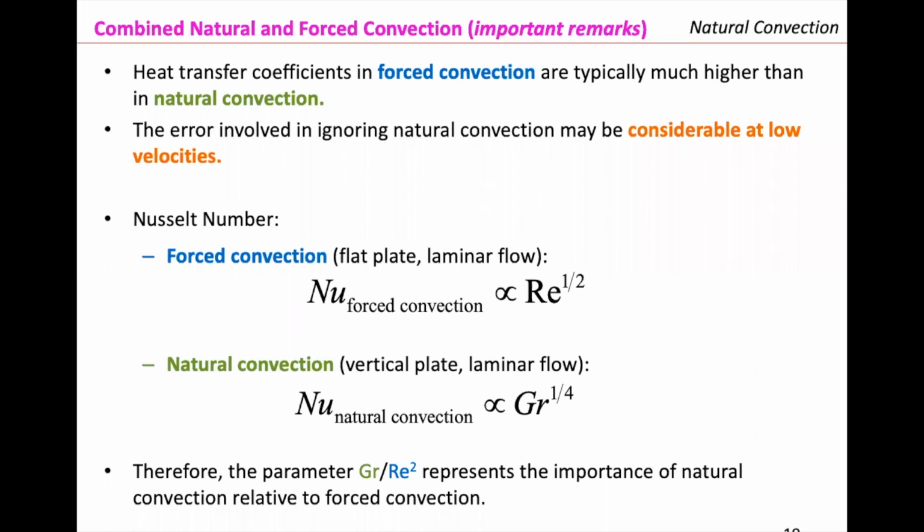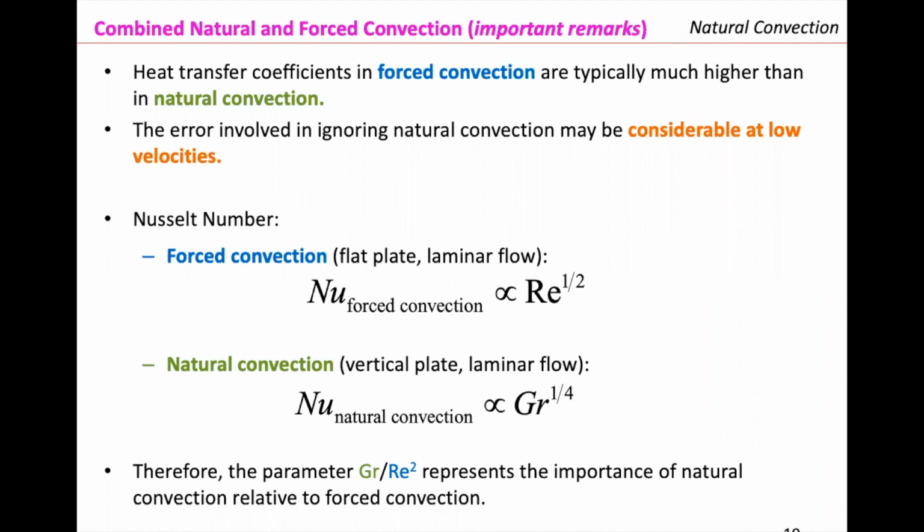And at this point, it is important to make some remarks regarding natural and forced convection. You should have in mind that in general, heat transfer coefficients in forced convection are typically much higher than those in natural convection. And sometimes the error involved in ignoring natural convection might be considerable, especially if you are working at very low velocities.